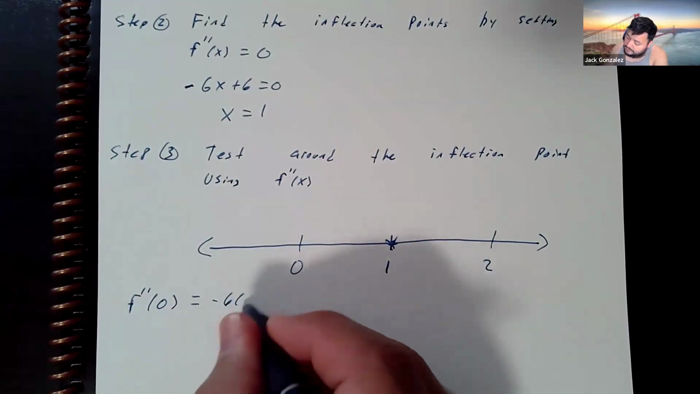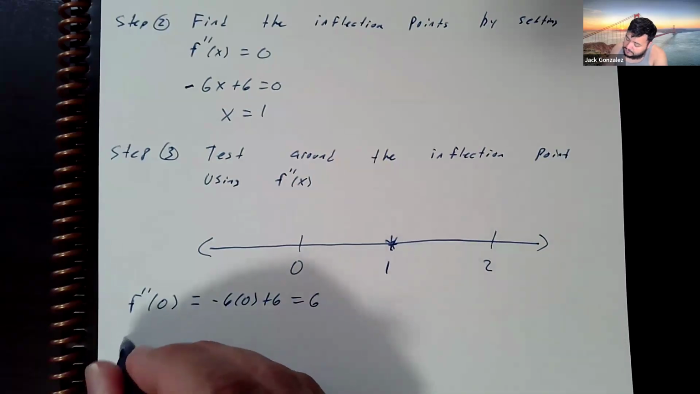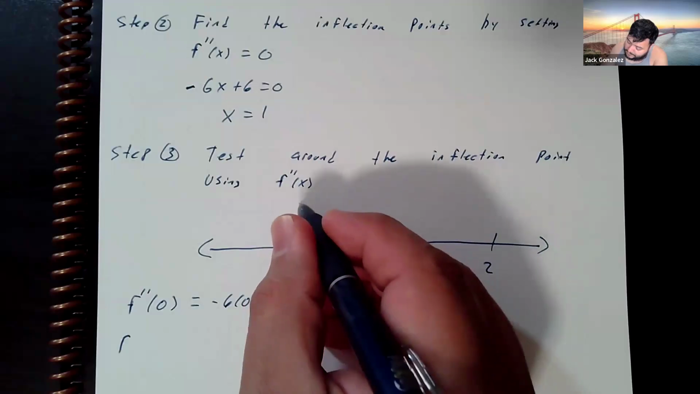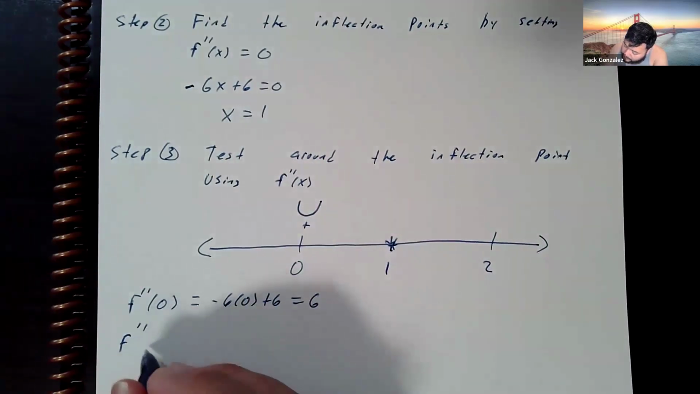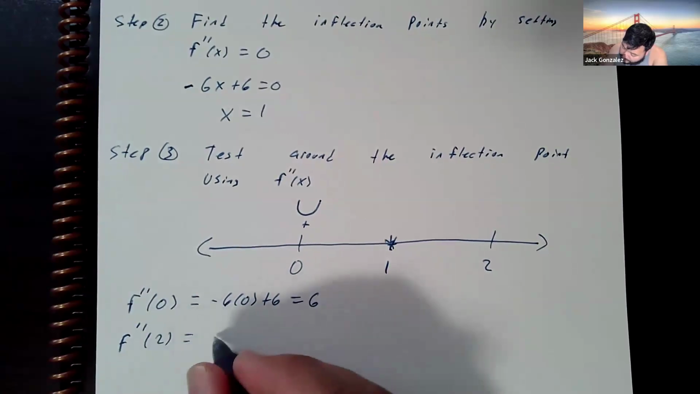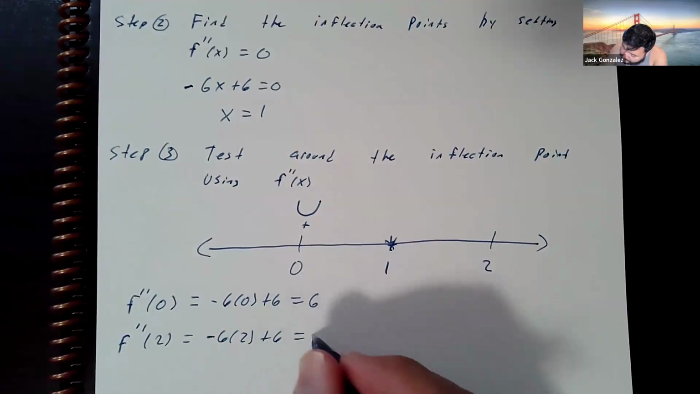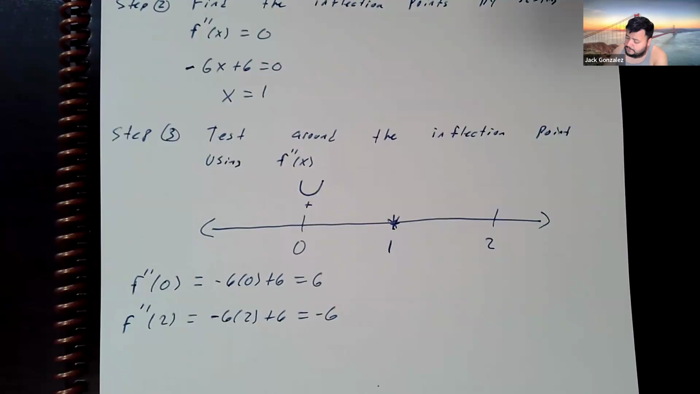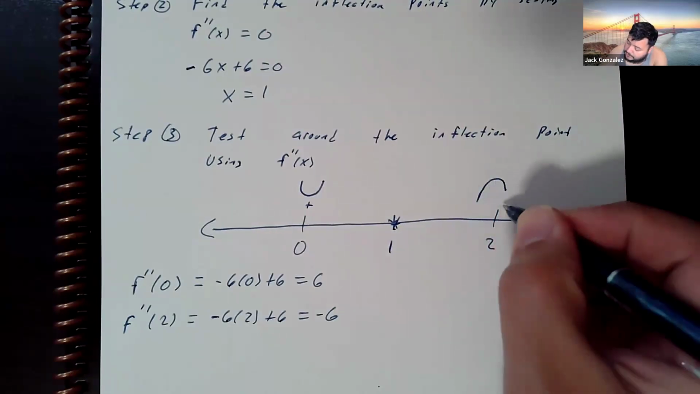So negative 6 times 0 plus 6 is positive. So concave up over here. Second derivative at 2 will be negative 6 times 2 plus 6, which is negative. The number doesn't matter. So concave down after the inflection point.